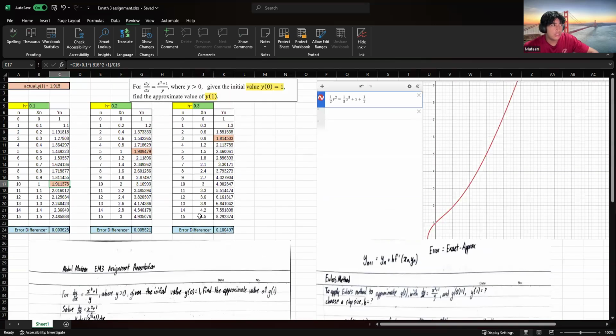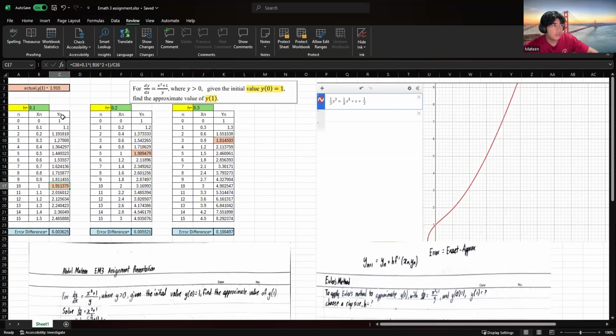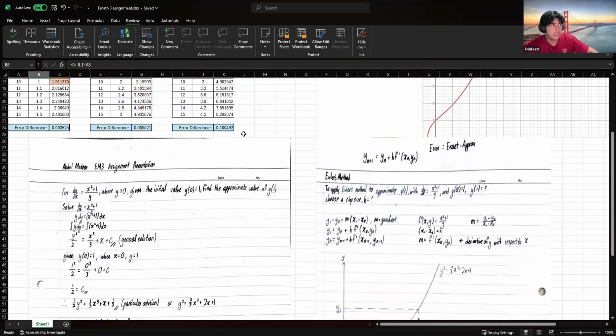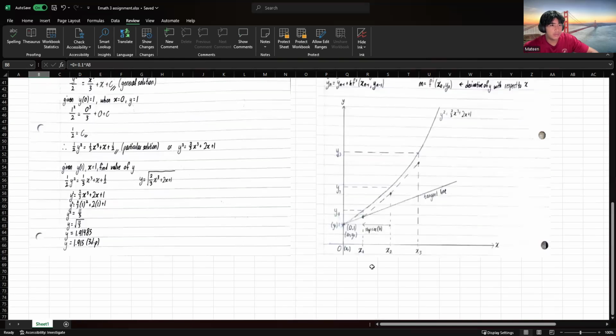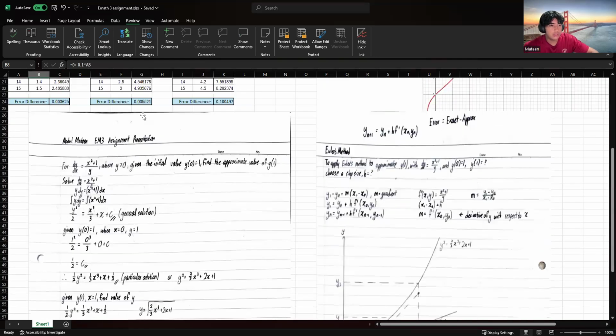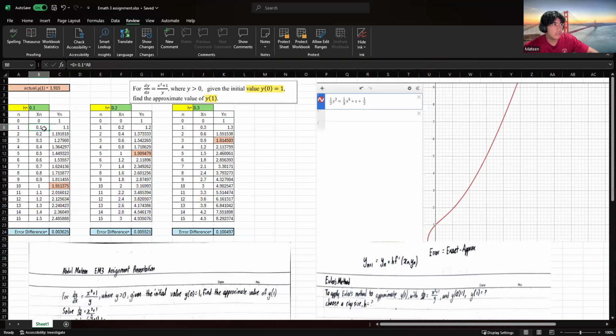Alright, so using Excel, we are able to solve Euler's method. First, we have the three different step sizes that I have used, 0.1, 0.2, and 0.3. We have our n value, our xn, and yn. Our original value is when y0 equals 1, so x equals 0, y equals 1. Our x value is essentially the step, adding the step size to the previous answer. As you can see here, it is plus 0.1 for each value.